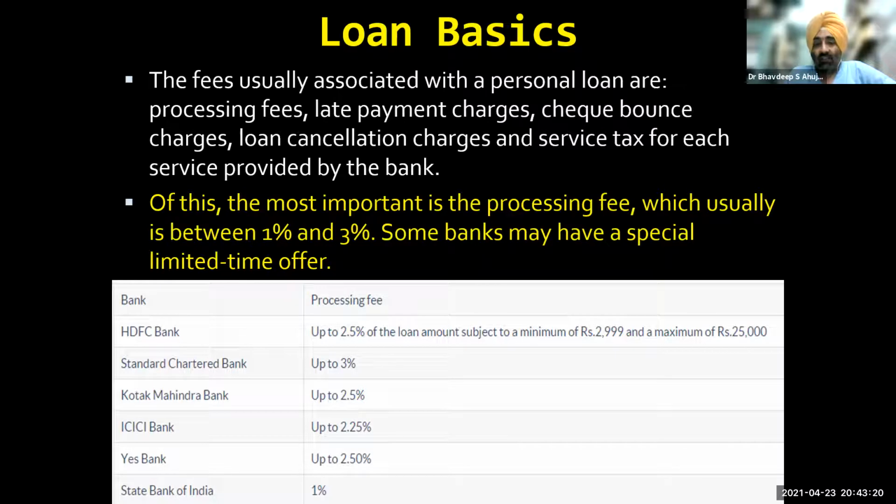The processing fee is usually 1 to 3%. As I said, it can be from 0 to 4 as well. But some banks will give you a limited time period offer, as we do in our clinics: scaling free, X-ray free, checkup free. We all do that.